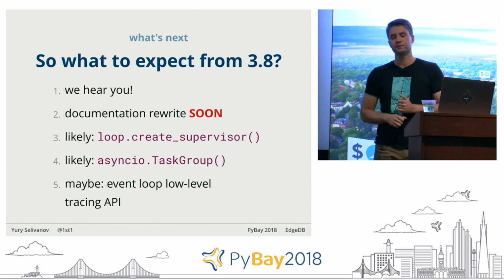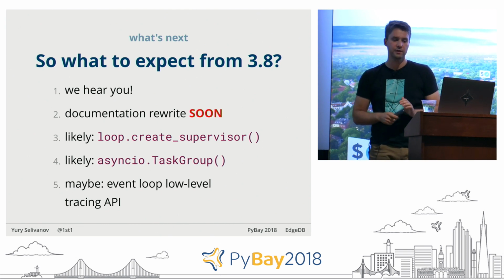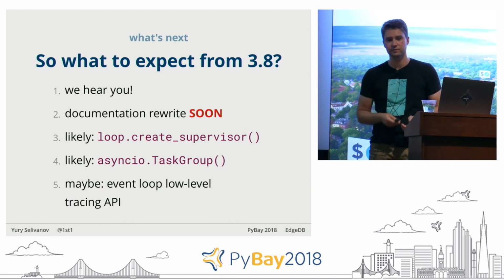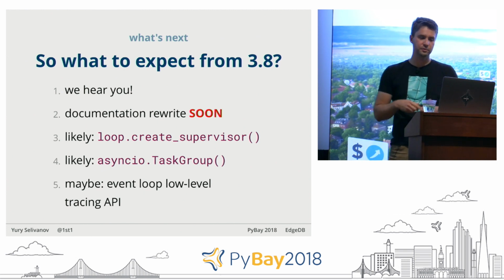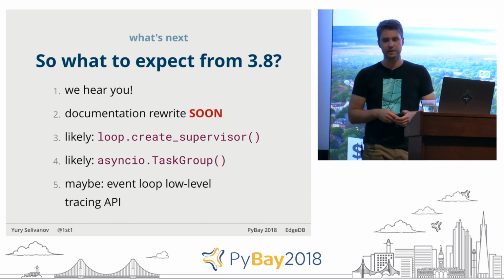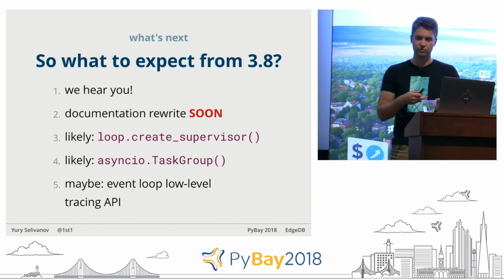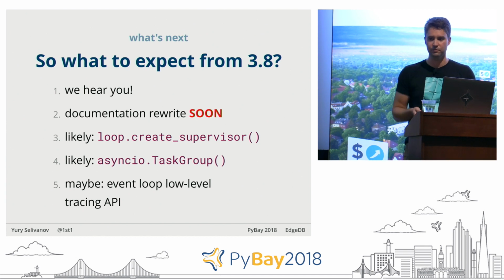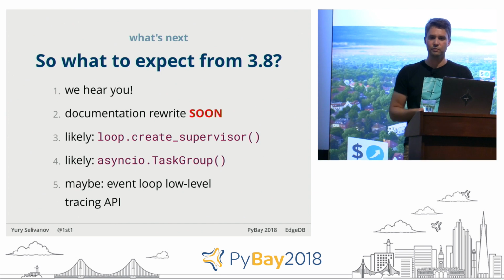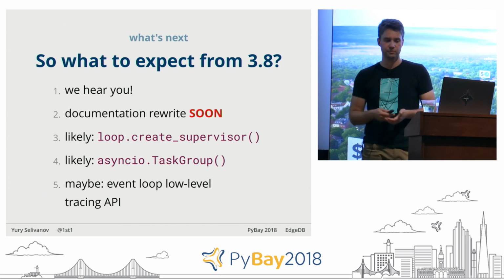So what else can we expect from Python 3.8 with regards to asyncio? Well, first of all, we hear you. So when you complain on Hacker News or Reddit or Stack Overflow or Twitter, sometimes we hear those complaints and sometimes we try to address them. But ideally, what you should do, you should go to bugs.python.org, you should submit a pull request to GitHub, or maybe you should just send an email to Python Dev or Python Ideas suggesting your change or telling us about some bugs. So please do that.